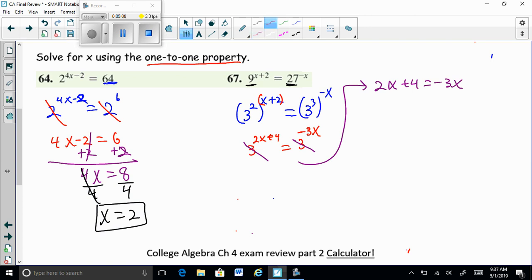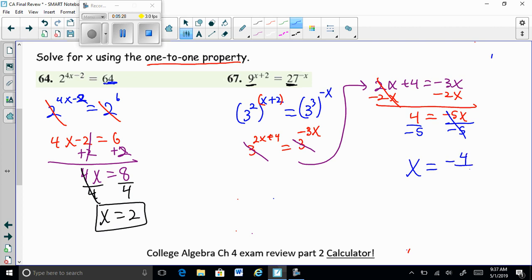So some people might approach this differently. I'm going to go ahead and subtract 2x from both sides. So 4 equals negative 5x. Then we'll divide by negative 5 on both sides. And there's your answer. x equals negative 4/5. So I moved the negative up. It's just personal preference right there.